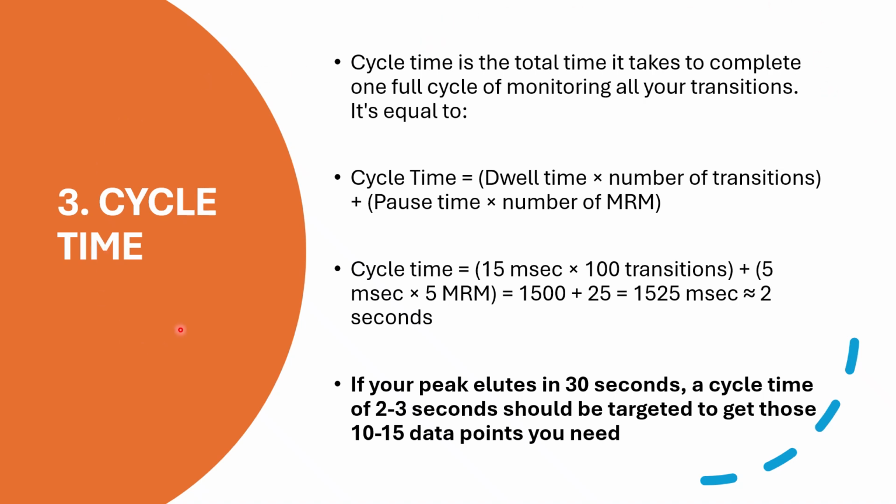Now let's come to cycle time. Cycle time is the total time it takes to complete one full cycle of monitoring all your transitions. So it equals dwell time into number of transitions plus pause time into number of MRMs. So the cycle time is equal to 15 milliseconds into 100 transitions plus 5 milliseconds into 5 MRMs. That gives you around 1525 milliseconds, that is approximately 2 seconds. So if your peak elutes in 30 seconds, a cycle time of 2 to 3 seconds should be targeted to get those 10 to 15 data points you need.